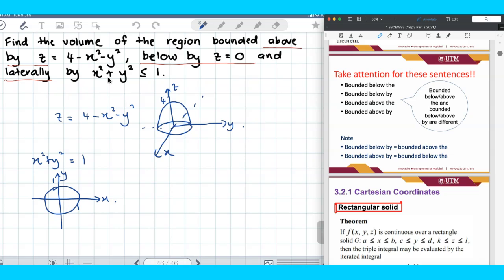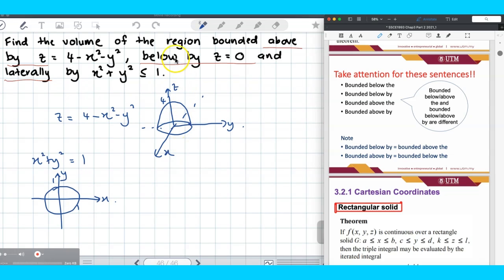Okay, but now again we want to understand the meaning of the sentence here. We have a solid. The solid is bounded above by the z. In Malay, I would say dibatasi atas oleh siapa. Okay, above by whom? By the bowl, and bounded below by the floor. Dibatasi bawah oleh siapa? Dibatasi bawah oleh plane z equal to 0.